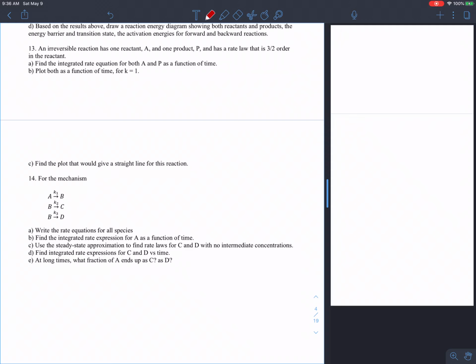Okay, problem 13 says that an irreversible reaction has one reactant and one product. So it's A goes to P, and it's irreversible. There's no back reaction. And it has a rate law that's 3/2 order in the reactant. In other words, we have a rate law that says that we have some rate constant times the reactant to the 3/2 power. That's what it means to say that it's 3/2 order.